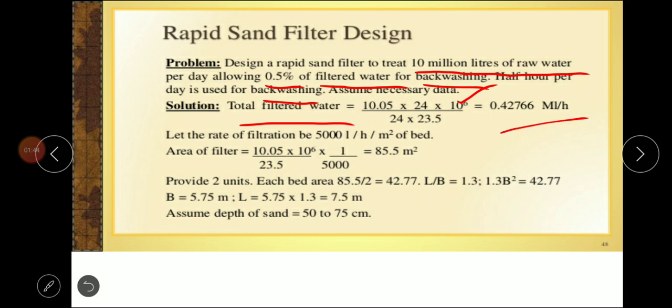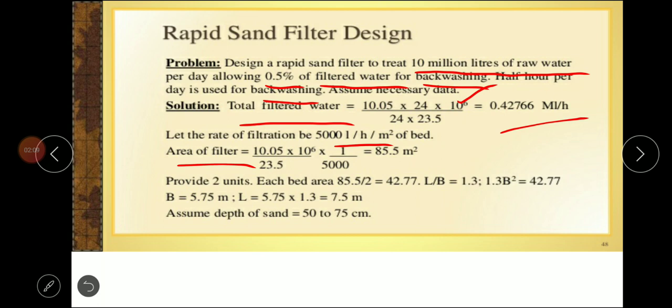So here we can assume the rate of filtration for rapid sand filter. It is in the range of 3000 to 6000 liters per hour per square meter. So for this problem, we are going to assume the rate of filtration is 5000 liter per hour per meter square of bed. Now find out the area of filter.